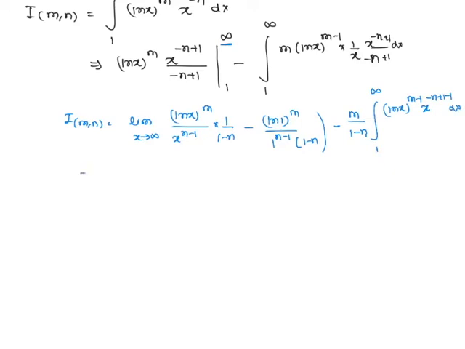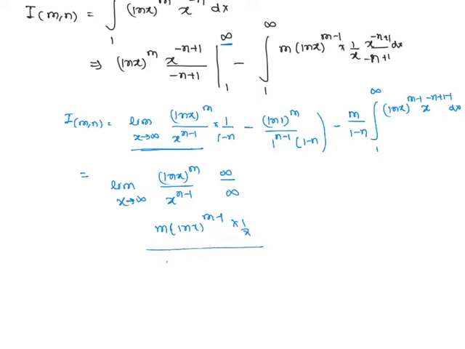So from here we can say, if we solve this limit separately, limit x tending to infinity (ln x)^m divided by x^(n-1), we are solving separately. We can use L'Hopital's rule because this is an infinity by infinity form. So if I differentiate, m into (ln x)^(m-1) into 1 by x, and the denominator differential will come, (n-1) into x^(n-2).